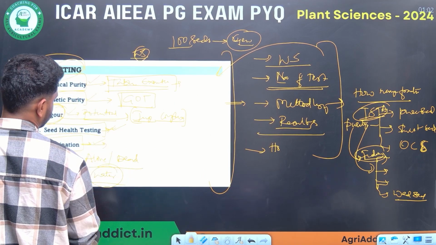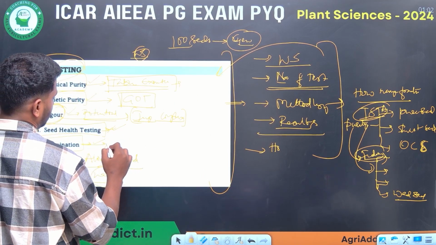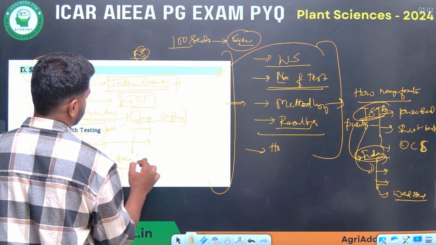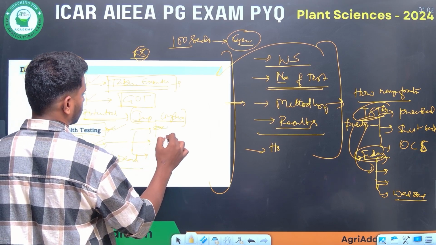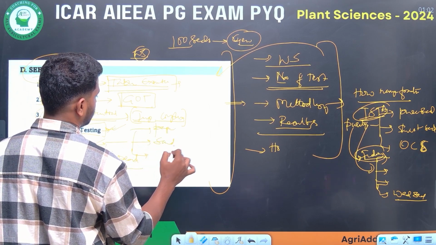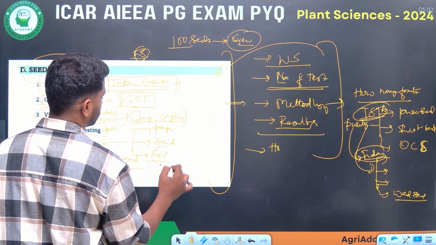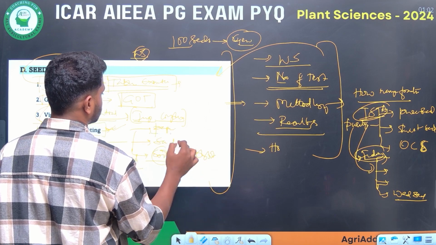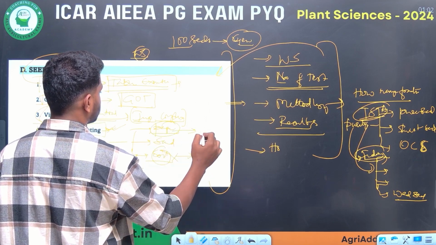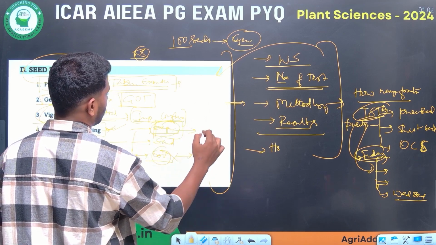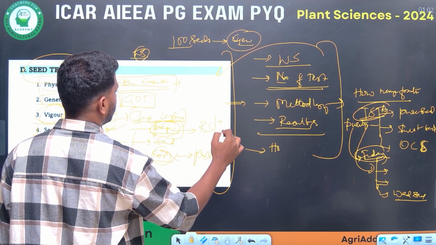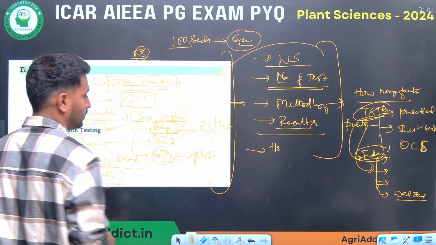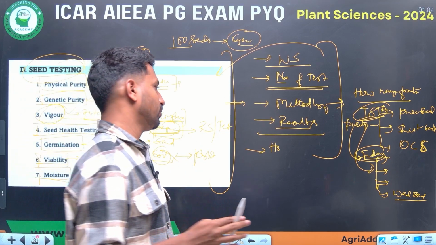And germination test. For testing the germination, we use mainly three different materials. One is paper, second one is sand, and third one is soil. But soil is not recommended because it can be phytotoxic. So generally paper is used for the germination test, whether it is a seed testing lab or for research purposes. So we mainly use germination paper to test the germination.